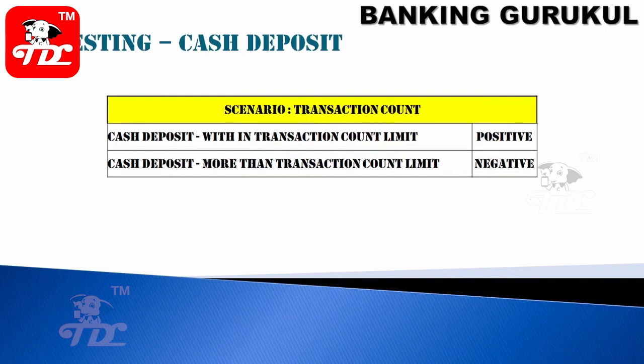Transaction count. At product level, for a savings product, in a month or in a day, you can do 2 transactions, 3 transactions, 4 transactions. You can test that transaction count also. Within the transaction limit is positive, more than the transaction limit is your negative scenario. These things you can also test while you are doing cash deposit transaction testing.